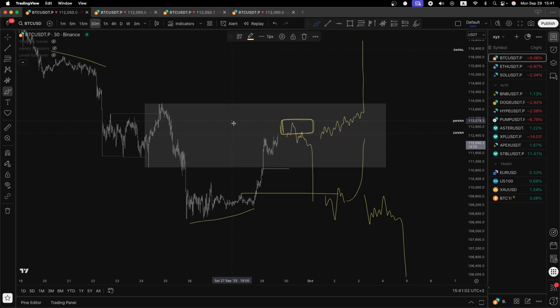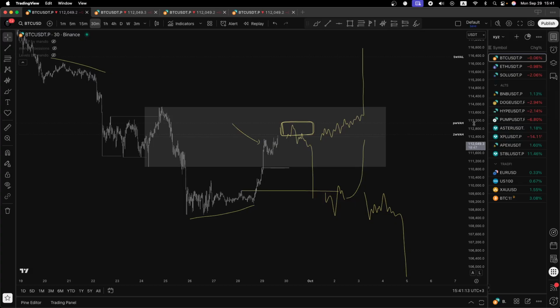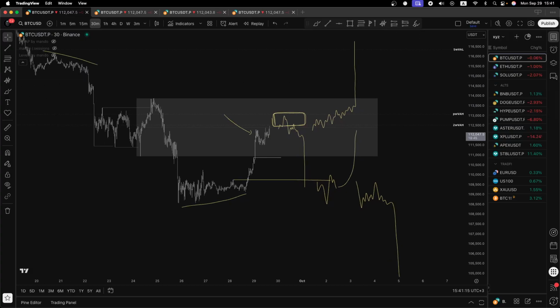Don't rush into trades. It's a Monday. Let price action develop and see what happens later in the week around these levels, right? So that's pretty much it, guys. Let me stop the recording.